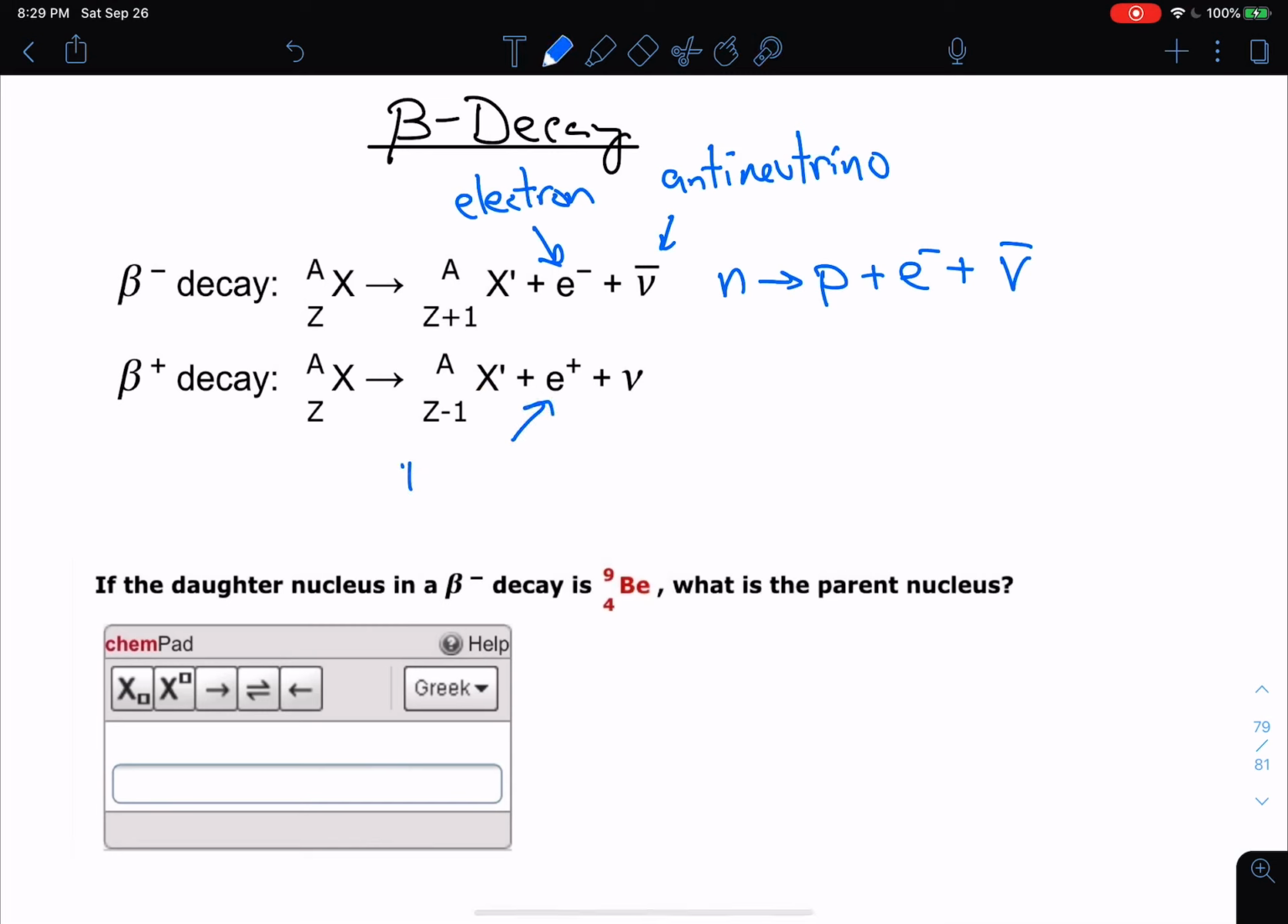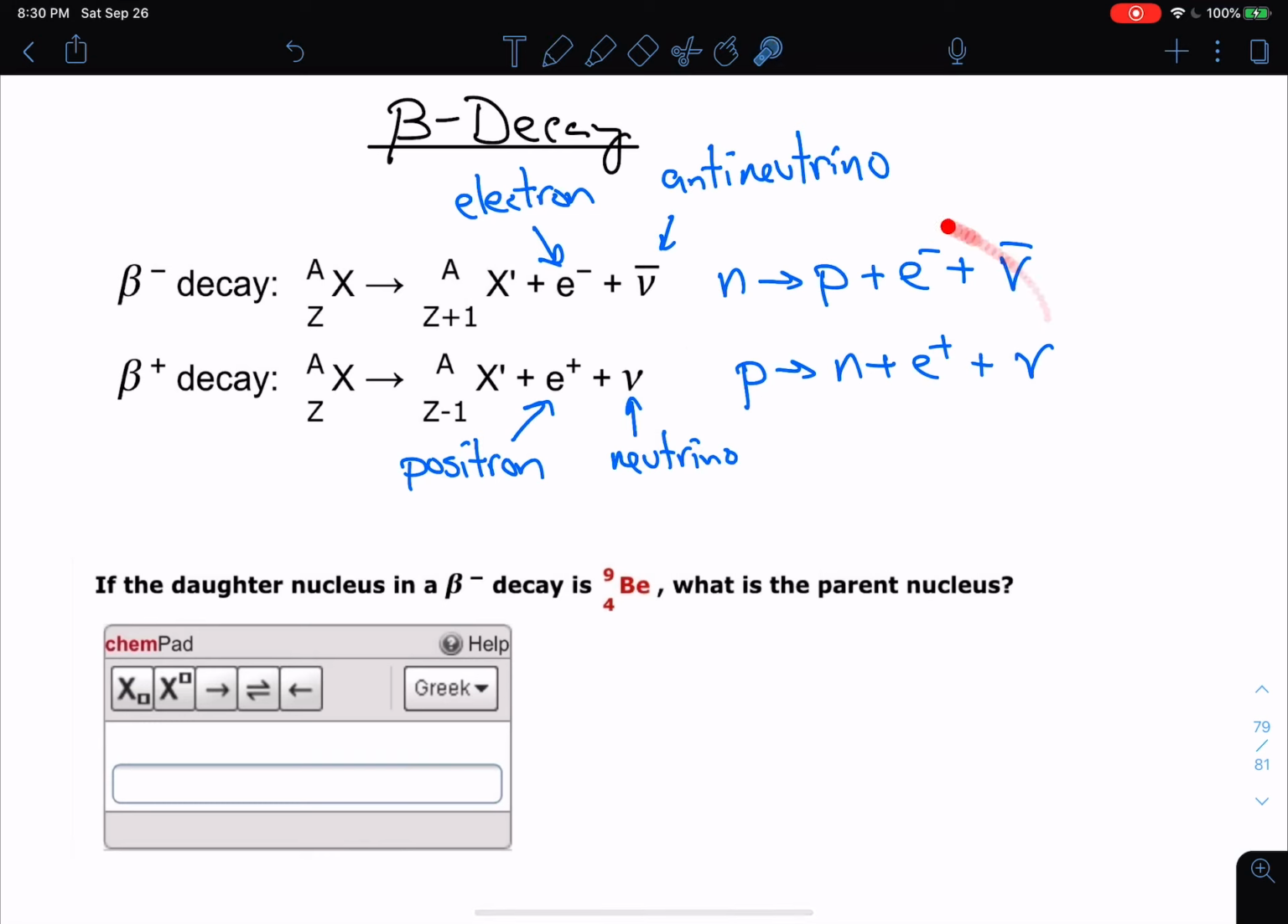This is a positron. A positron is just an anti-electron. It's the exact same as the electron in all ways, except that it has a positive charge. So instead of a negative charge, it has the same charge magnitude, it's just that it's positive. And then this right here, this is a neutrino. And what's really going on here is that a proton is turning into a neutron and a positron and a neutrino.